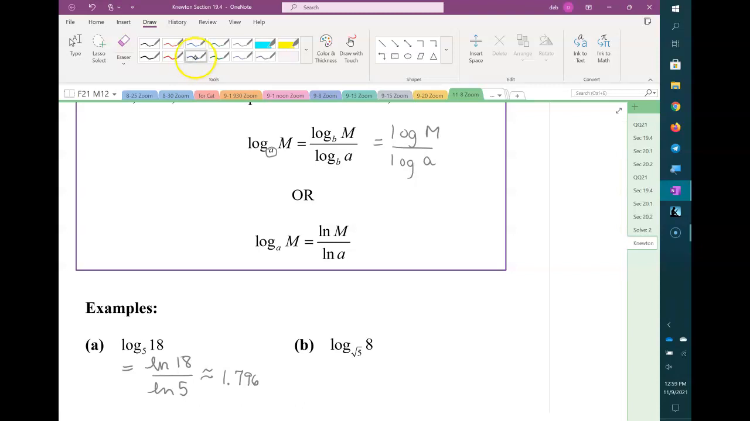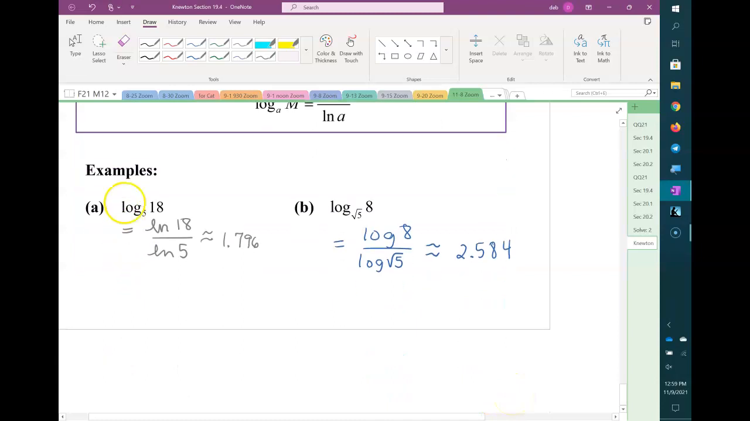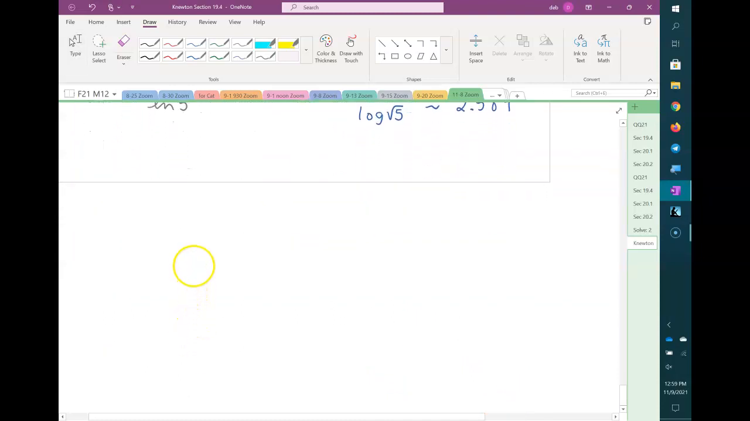So for this next example, I would have this equals the log of 8 over the log of the square root of 5. I'm demonstrating that I can use either the log, which is base 10, or the ln, natural log, and I get the same answer either way. So this looks like about 2.58. Okay, so that's it.